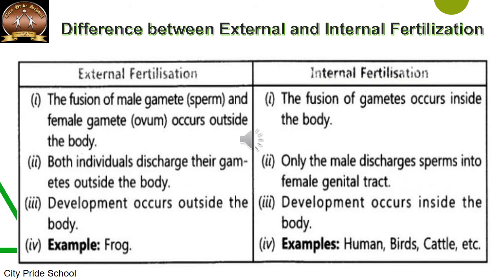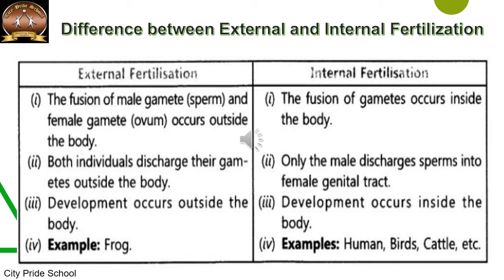So now let's check out the major difference between external and internal fertilization. In external, as we spoke just now, the fusion of the male gametes and the female gametes occurs outside the body of the female, whereas in internal fertilization, it occurs inside the body of the female. In external fertilization, both the individuals discharge their gametes outside the body, whereas in internal fertilization, the male discharges the sperms into the female genital tract.